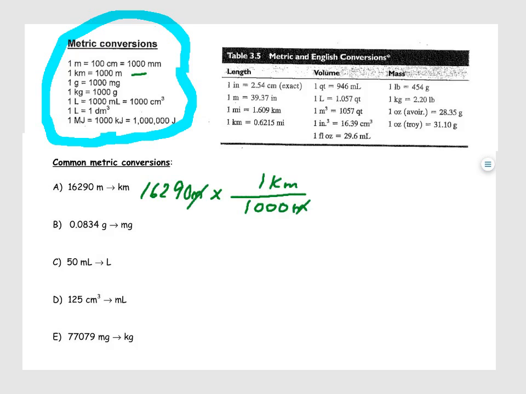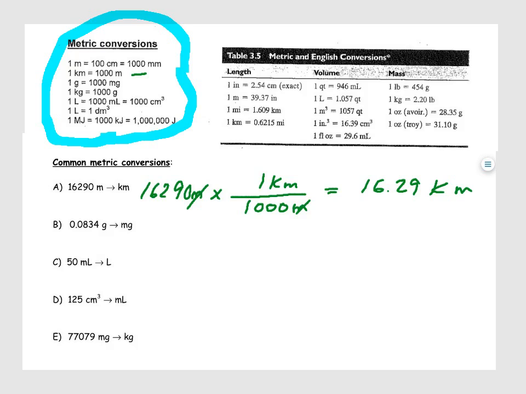So 16,290 times 1 divided by 1,000. You multiply or divide by a factor of 10, 100, 1,000, 10,000, whatever. It's really just moving the decimal point. You're going to move it 3 places to the left. You can use your calculator if you want, but you're going to get 16.29 for an answer, and that unit will be kilometers. You should be able to do that in your head once you have it set up. But of course you can use your calculator if you want to.